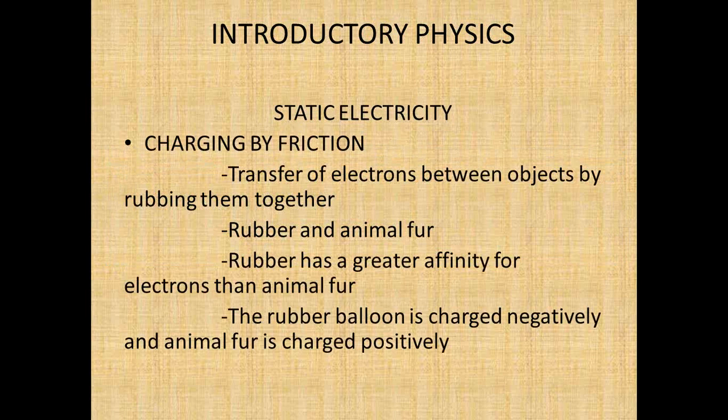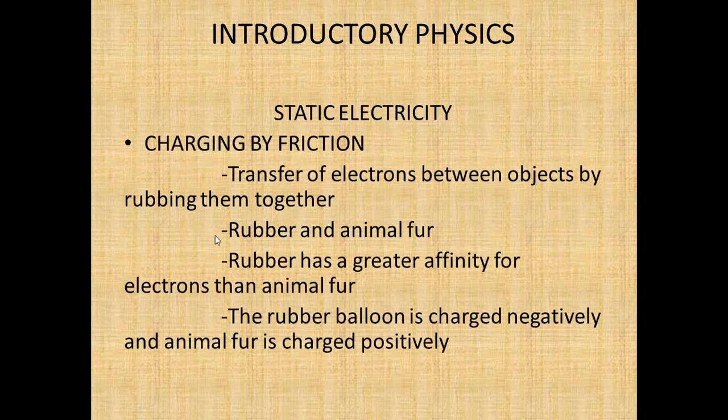So when we talk about charging by friction, what we do is transfer electrons between objects by rubbing them together. That's basically what it is. We rub objects together, and what we're trying to do is to transfer the electrons from one object to the next object. Some objects tend to give up their electrons easily, and then there are other objects that have a great affinity for electrons. So when you come in contact with materials, some material is going to give up its electrons easily, and some is going to have a great affinity for electrons.